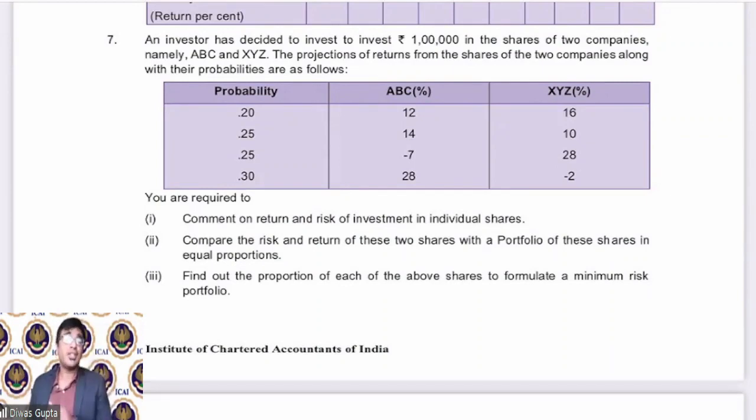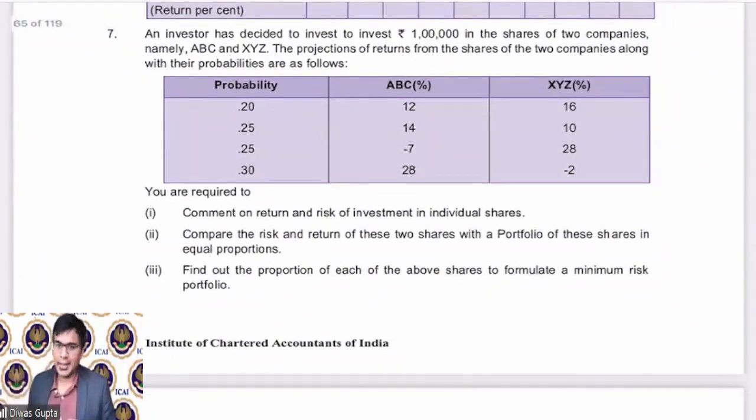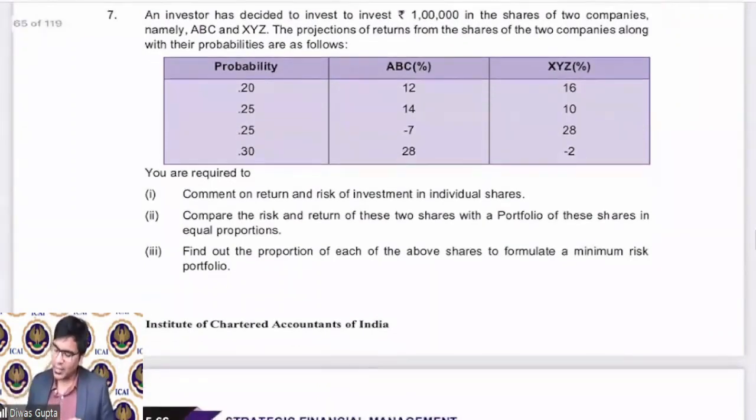Because it is futuristic data, we can multiply the individual return with the probability to arrive at a weighted average return, which is called the expected return. And the risk also we can calculate simply using the expected return and the probable return, correct? So both return and risk we have already studied using the formulas, and we can calculate.